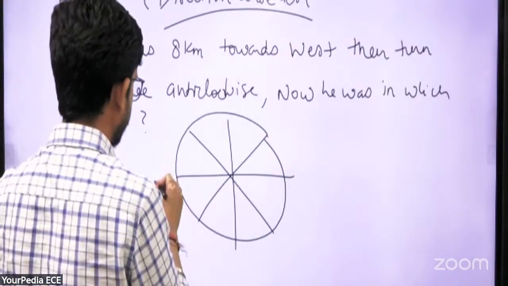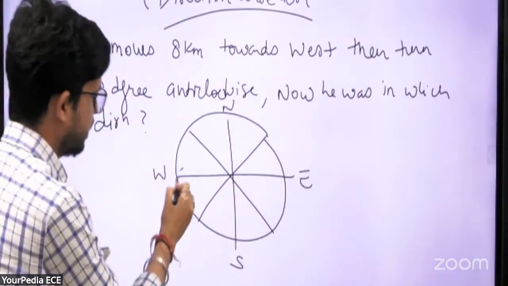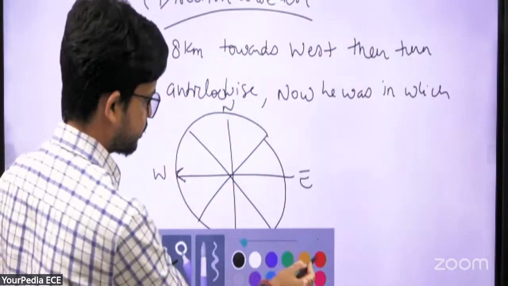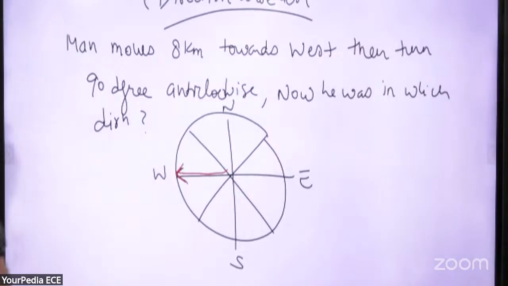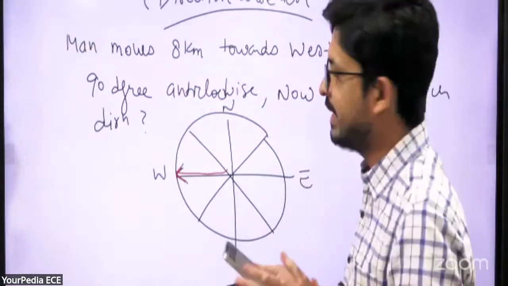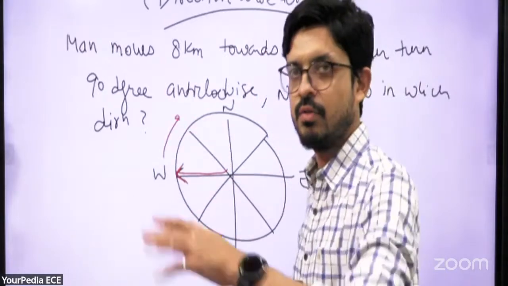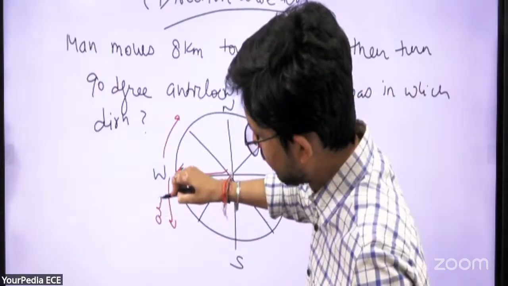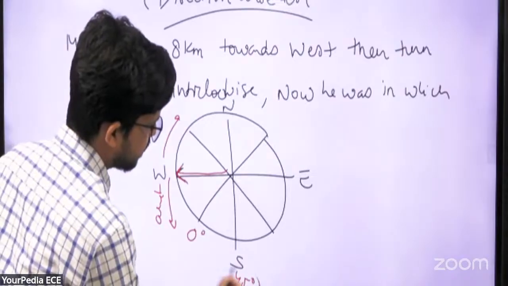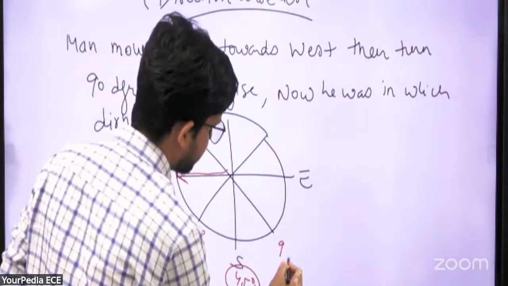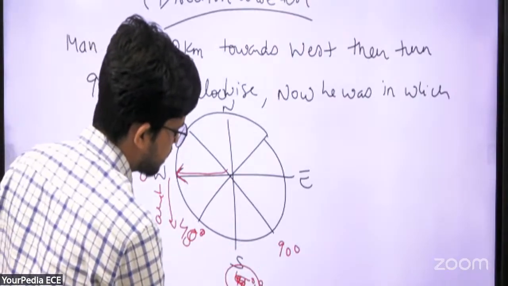We know that is the west, that is east, that is north, and that is south. So he is moving here, west, 8 kilometer west. Okay, now from here he takes a 90-degree anti-clockwise turn. If it was clockwise then he would turn here, but it is anti-clockwise, so he takes the turn here. So anti-clockwise, 0-degree is this, 45-degree is this, and 90-degree is this one.